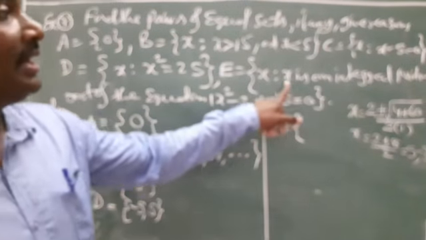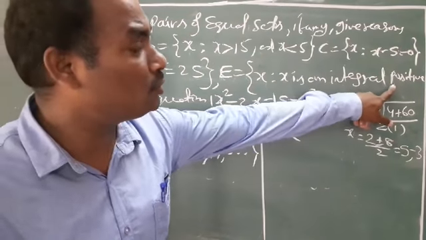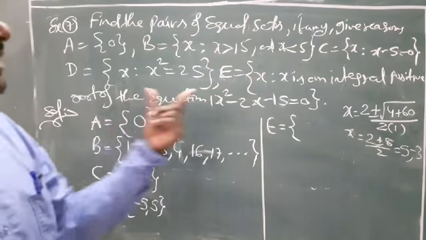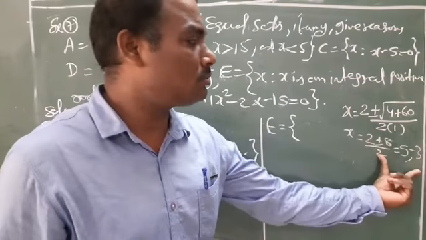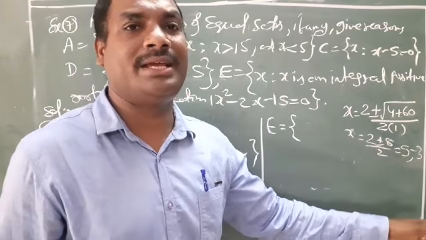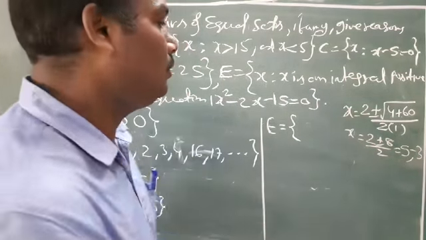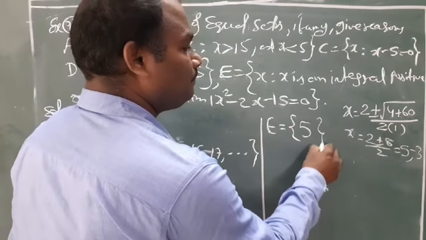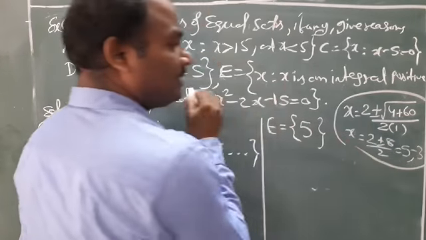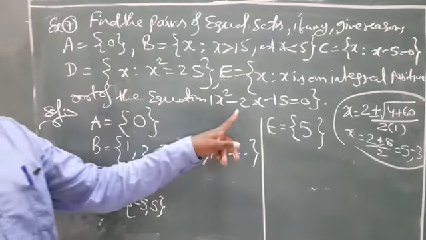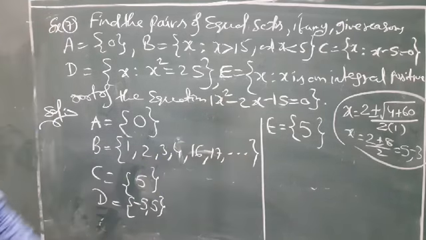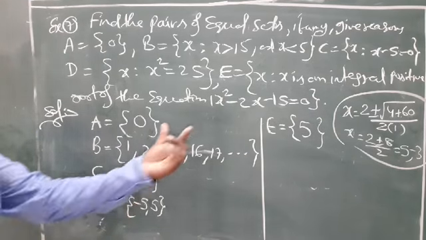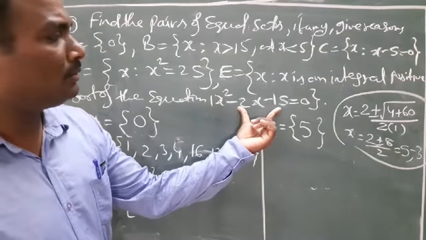Here observe, x is an integral positive root. Integral positive root means we are taking positive values only, we don't take negative values. So 5. Yes or no? Yes. Understand or not? Here we can directly divide it into roots, no problem.